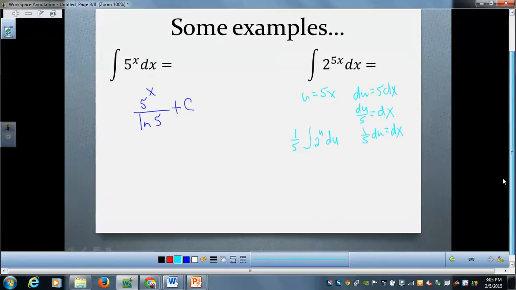And then when we integrate that, we have 1/5 the integral of 2 to the u would be 2 to the u over natural log of 2, and then plus c. And then once again, if we're doing an indefinite integral, we want to go back and put this in terms of x. So 2 to the 5x, and then I'm just going to multiply our two constants here, so 5 natural log of 2 plus c. So that's how we do those types of problems.